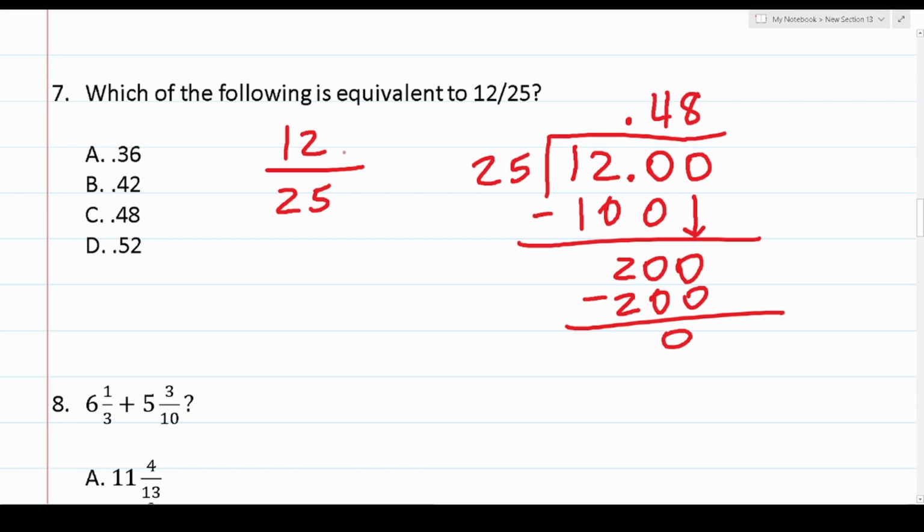In other words, 12 over 25 can be read as 12 divided by 25, and using long division, we can see that in decimal form that is 0.48.